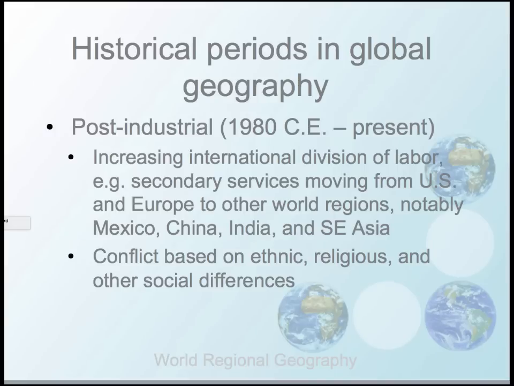And from 1980 to the present, we have the post-industrial era. This is defined by an increasing international division of labor. So, for instance, that means a lot of manufacturing moving from the United States and Europe to other world regions, so especially Mexico, China, and India, and Southeast Asia. And also conflict along the lines of ethnicity, religion, and other social differences.